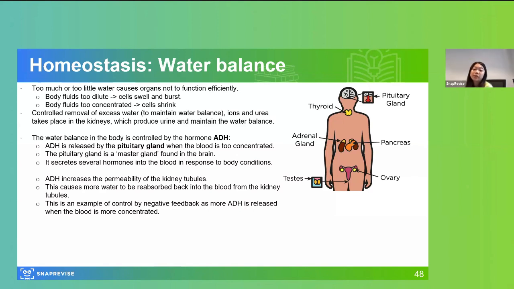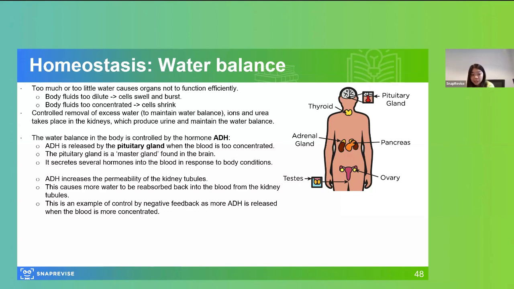And this is released by the pituitary gland when the blood is too concentrated. So when there's too little water in the blood, that is detected, and the ADH is going to be released by the pituitary gland. The pituitary gland is essentially the master gland in the brain. It secretes multiple different hormones in response to multiple different body conditions, but the one you mainly need to know is ADH within water balance.